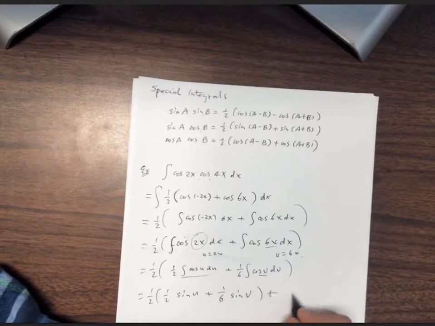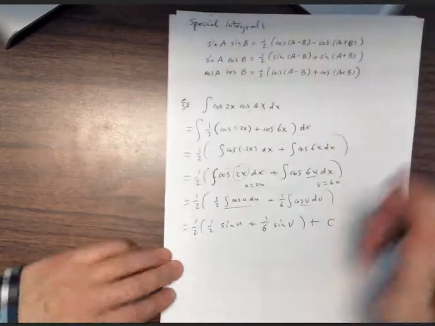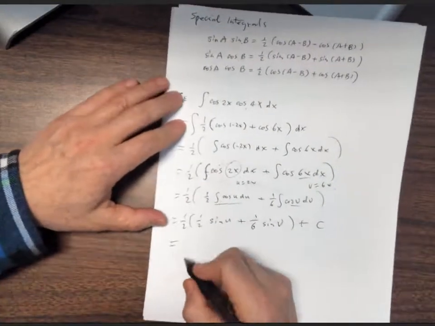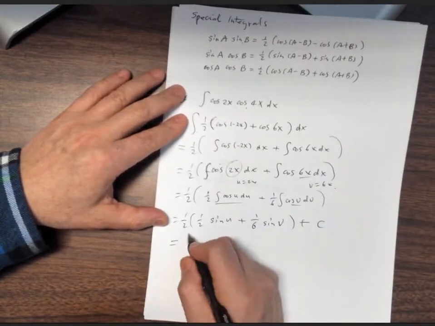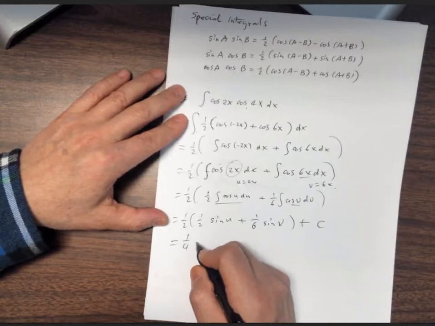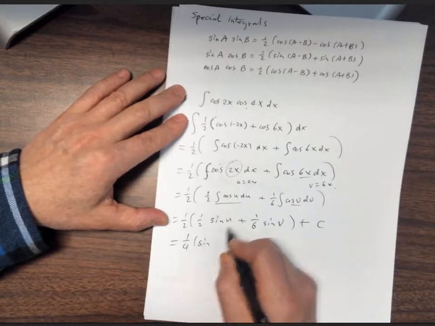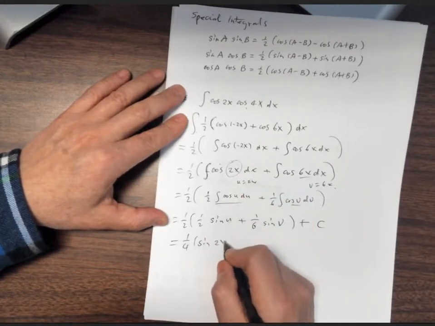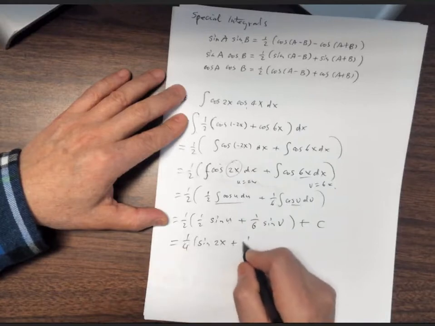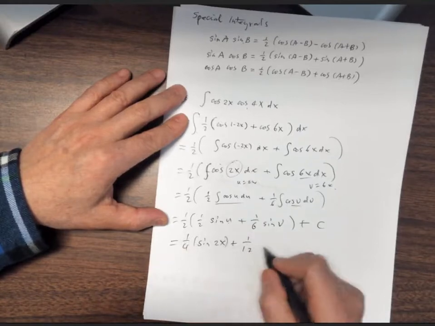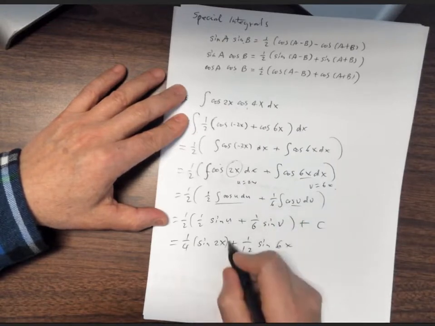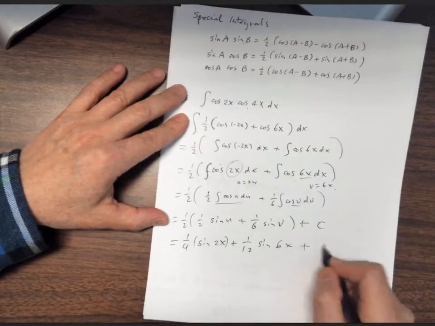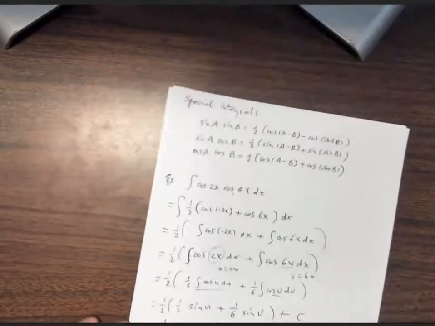Simple integration. Simple integration formula. 1/4 sine u is 2x, 1/12 sine v, 6x. We don't need the parentheses. Plus c.